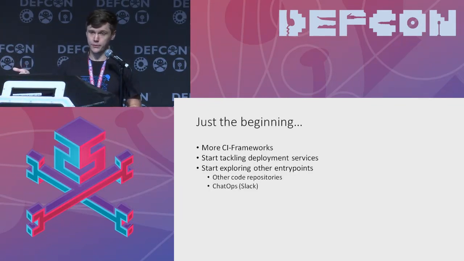I would like to add more CI frameworks. I feel like Jenkins is a popular one that I just haven't explored yet, and I think that needs to be added. I'd like to start tackling more deployment services as well. Downstream deployment services, I really haven't done much with that. And I'd also like to start exploring other entry points. Right now I'm using only GitHub, but I could do GitLab or Bitbucket or something like that might kick off builds. There's also a new movement called chat ops, which just makes me kind of nauseous. But it's basically kicking off production builds and deployments from Slack. So I feel like that's just ripe. Like that's just, oh man.